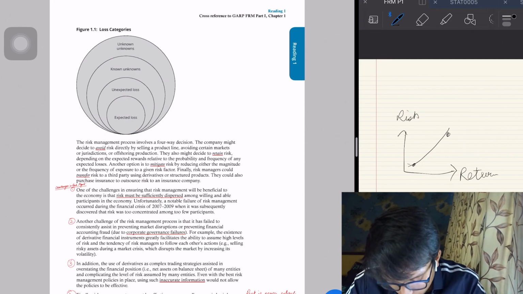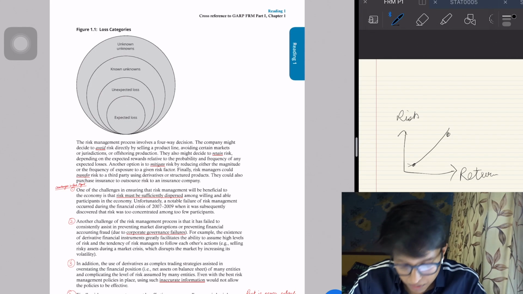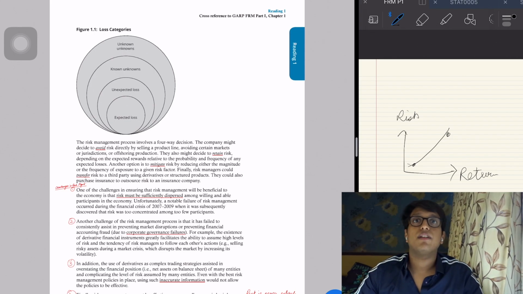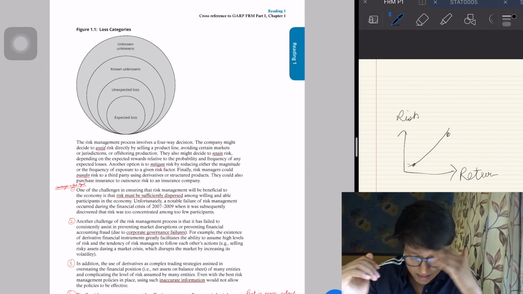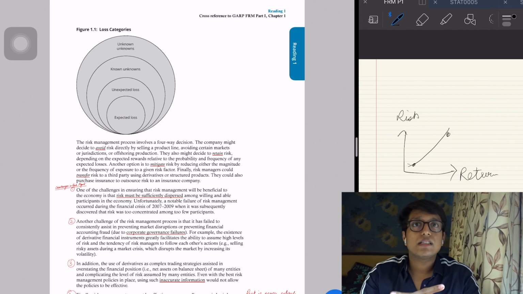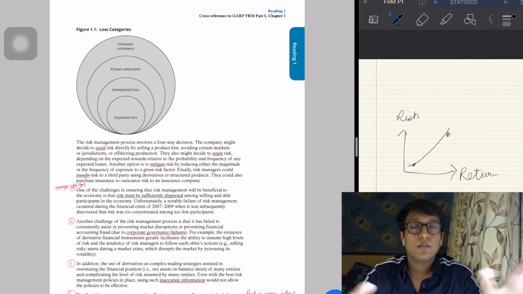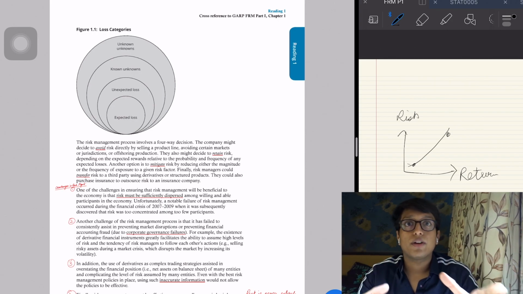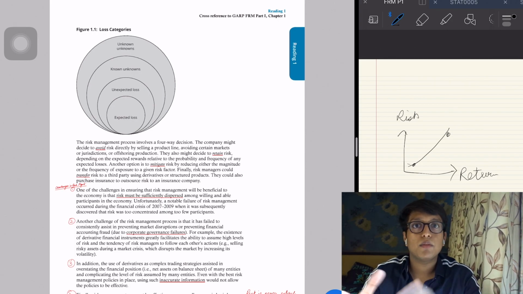The first point talks about the risk must be sufficiently dispersed in the economy. So what happened in 2007-9, the example that they mentioned, is that risk was too concentrated in some banks like Lehman and the others. They had a lot of structured products. Don't worry about the terms that I'm using, structured products, etc. It'll be clear by the time you finish all my videos.